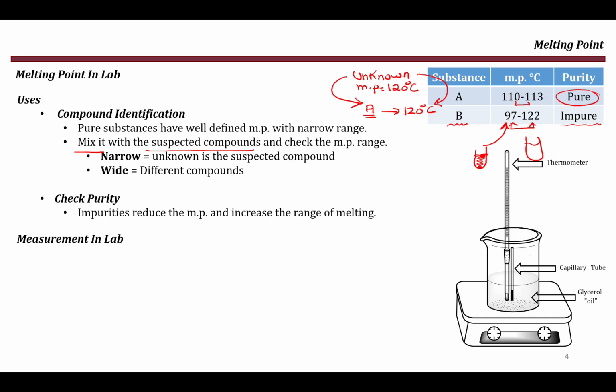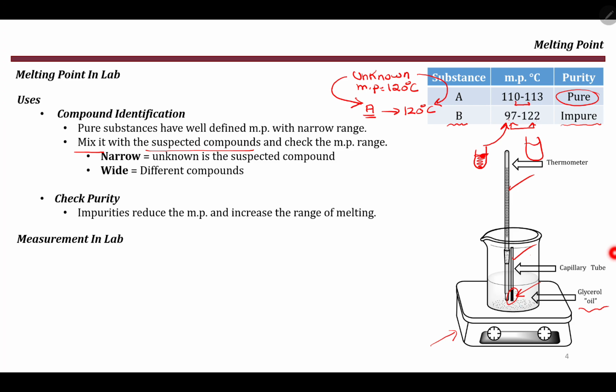We can do this in several ways. One of the most common ways is the one which you are seeing here right now. So usually we need a thermometer, and then we need a capillary tube. This is a capillary tube which is filled with our compound, and then the thermometer and the capillary tube are attached together and they are inserted in a beaker which contains an oil, usually glycerol, and of course we need a heating source. So we start heating and we look at this capillary tube.